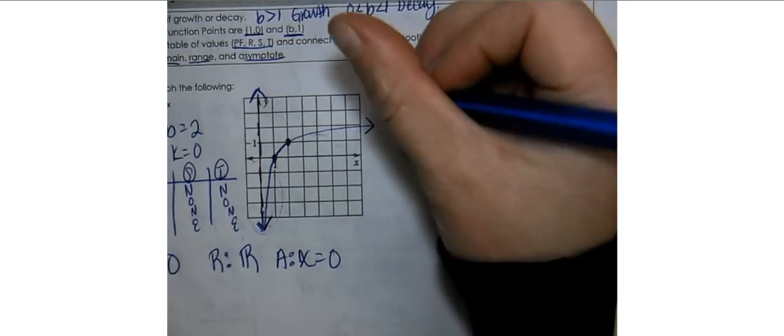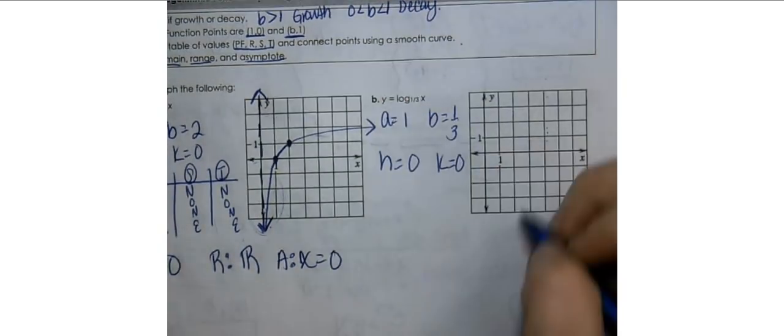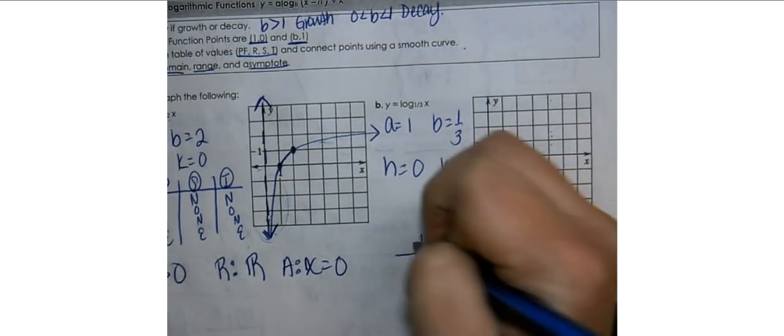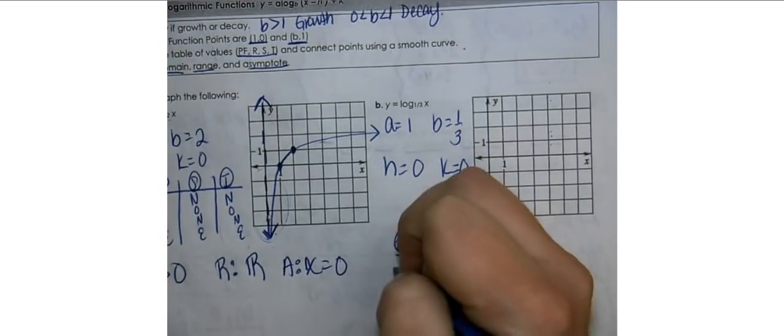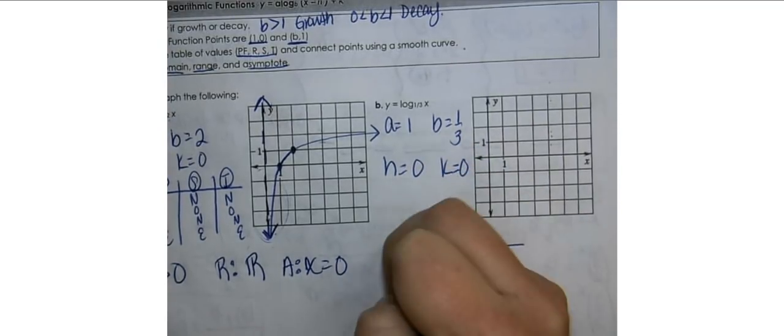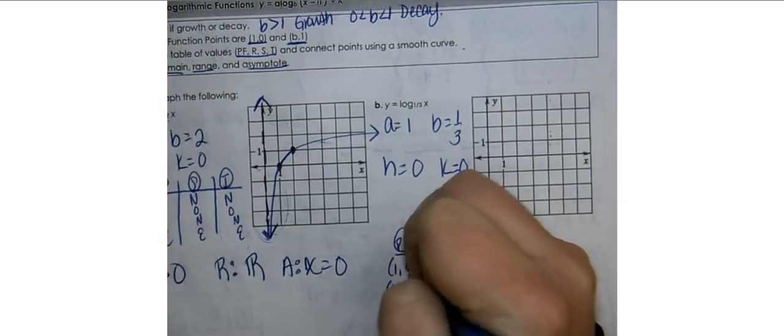Here comes letter B. For letter B, we have y is equal to log base 1/3 of x. So my a value is equal to 1, my b value is equal to 1/3, my h value is equal to 0, and my k value is also equal to 0. I'm going to create my table, and my parent function in this case is going to be (1, 0) and my b value, which is 1/3, comma 1.